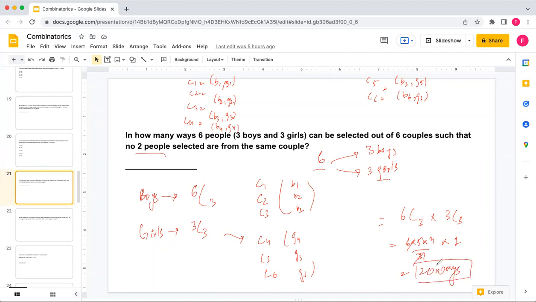Got the answer? I'm just picking 3 out of 6 first. Now the restriction is I can't choose from the 3 couples from where I chose the first ones. Now I have to choose from the remaining 3, so that will be 3C3. This is an AND case, I need to pick both of these. So 6C3 into 3C3, which is 20 into 1, total 20 ways.